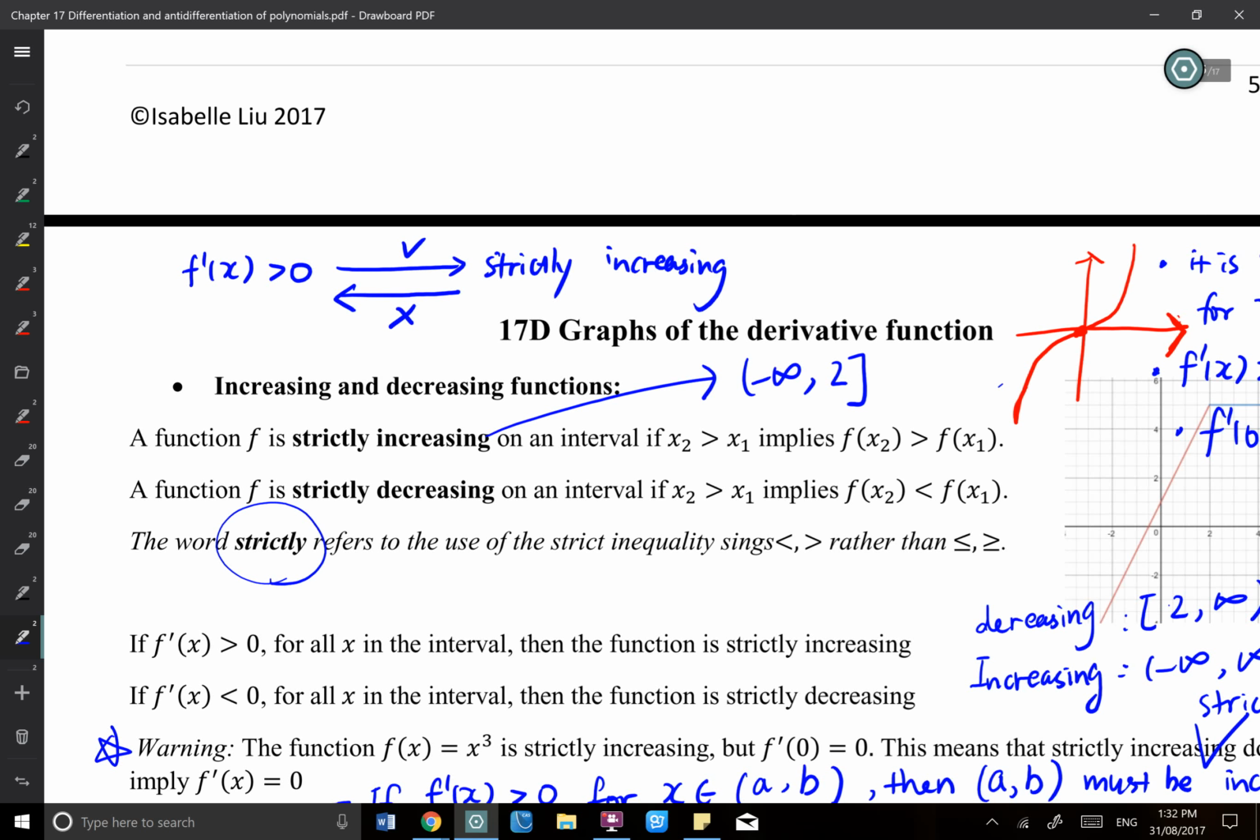Alright, if now you see the shape of the graph, you will tell what the gradient will be. Okay, positive or negative. You can tell whether the gradient is positive or negative.